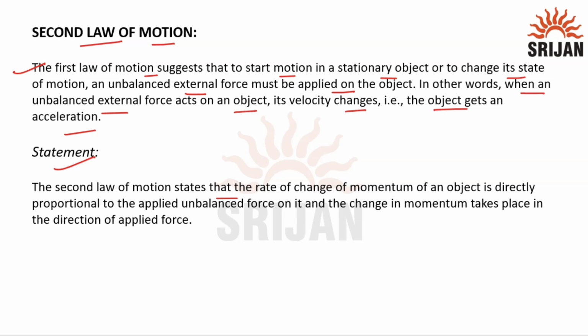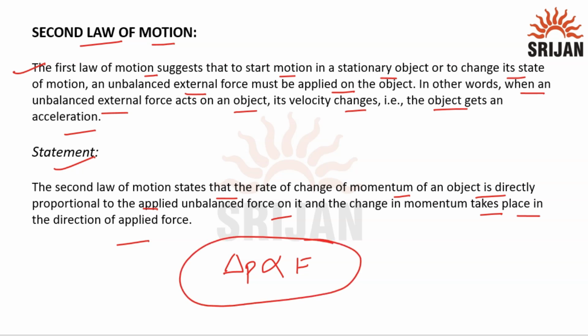The second law of motion states that the rate of change of momentum of an object is directly proportional to the applied force on it, and the change in momentum takes place in the direction of the applied force. Whatever the direction of the force, the change of momentum is also in the direction of the force. Okay, so this is the statement.